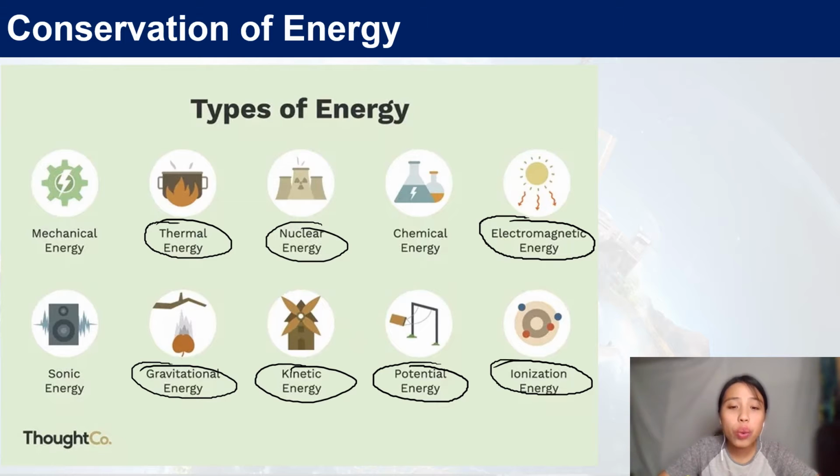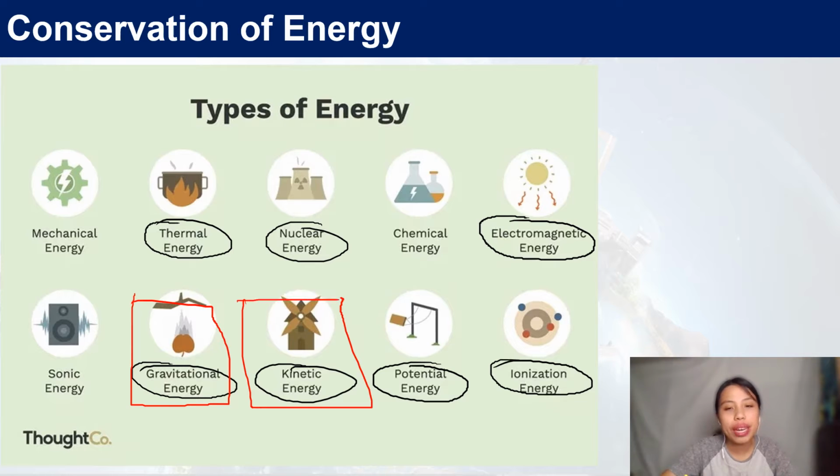But don't worry if you're thinking, wow, so much to worry about. At AS, in this chapter, we'll mainly be looking at gravitational, kinetic, and other kinds of potential energy. The rest we'll save for later.